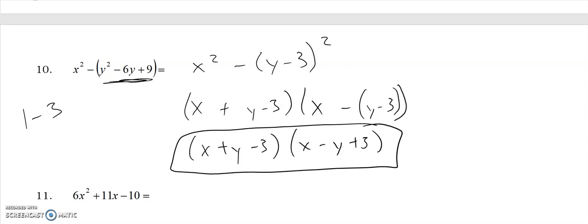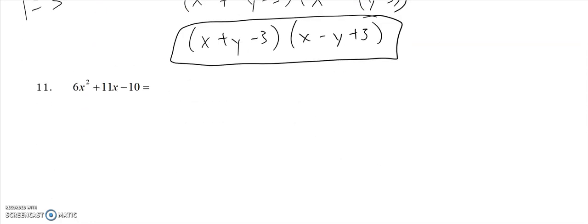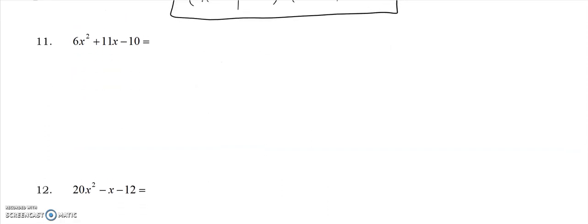Okay. The next 2 problems, 11 and 12, these are fairly straightforward split the middle term or factoring problems. I'd like you to go ahead and just pause the video on both of these. I would like you to try them and then push play when you're ready to look at the work.